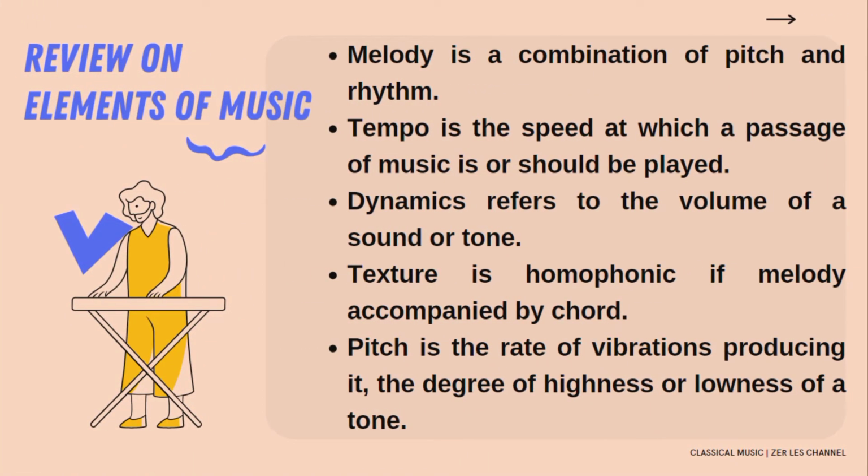To understand more the characteristics of classical music, let us review the elements of music. Melody is a combination of pitch and rhythm. Tempo is the speed at which a passage of music is or should be played. Dynamics refers to the volume of a sound or tone. Texture is homophonic if melody accompanied by chord, and pitch is the rate of vibrations producing it, the degree of highness or lowness of a tone.